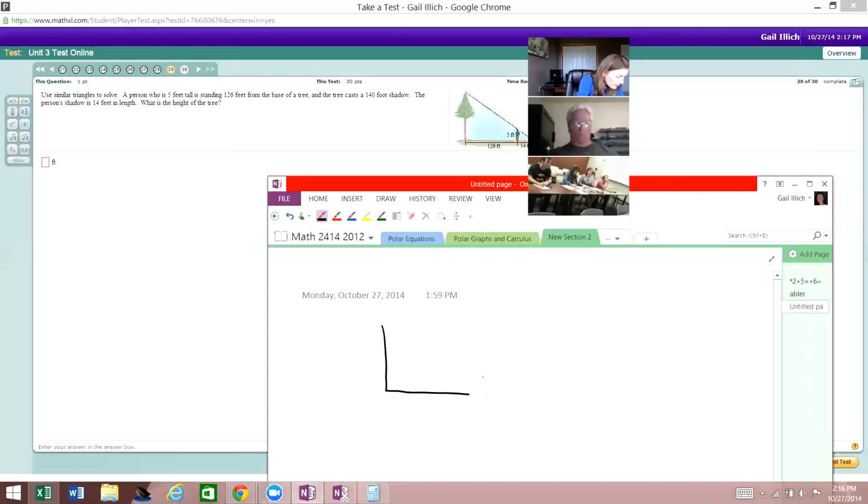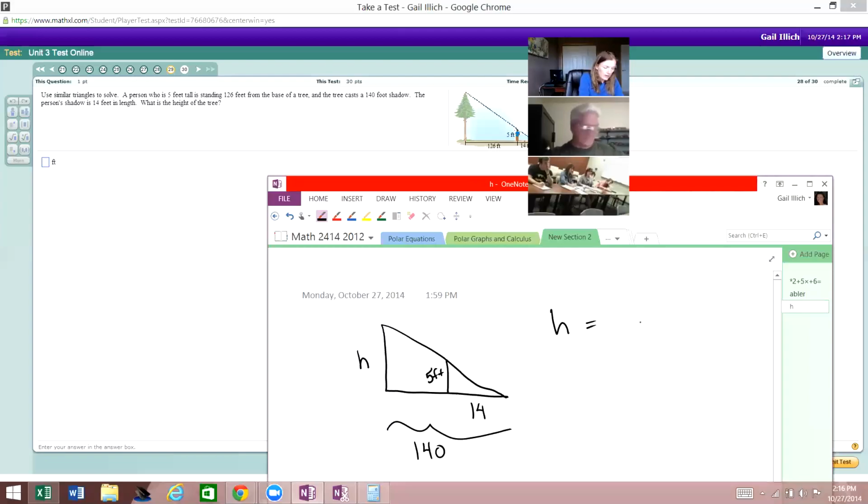So he's 5 feet tall, and they have a 14-foot shadow. We want to find the height of the tree, and the total shadow cast is 140 feet. So you're going to set up similar triangles, where the 5 feet goes with the 140, so the 14 will go with the... Everybody okay?